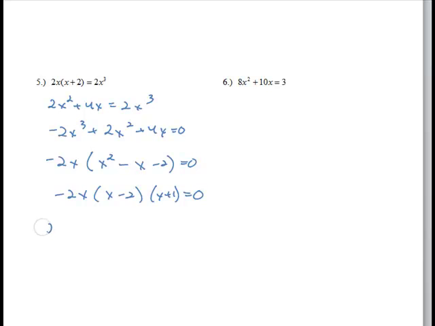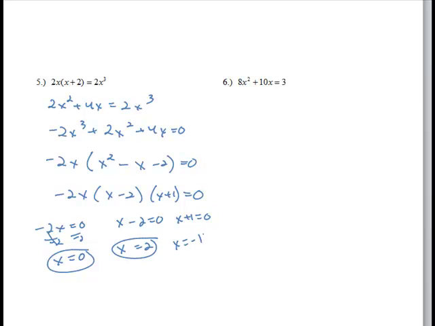The first factor, negative 2x is equal to 0, set it equal to 0. Solve for x, divide both sides by negative 2. x is simply equal to 0, our first solution. The next equation, x minus 2 is equal to 0. Add 2 to both sides, giving us x is equal to 2, and x plus 1 is equal to 0. Subtract 1 from both sides, x is equal to negative 1.